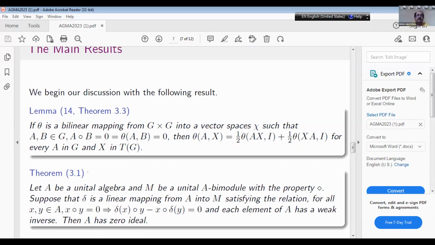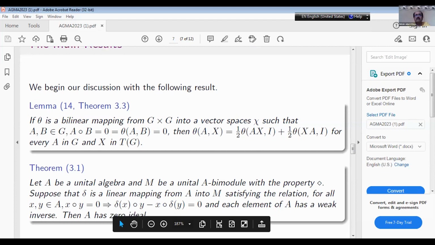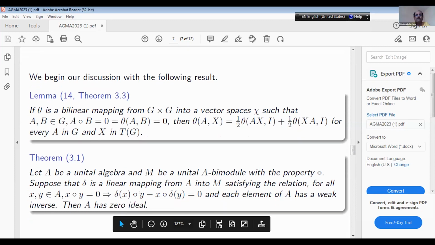First theorem: let A be a unital algebra and M be a unital A-bimodule with the property diamond mentioned previously. Suppose that sigma is a linear map from A into M satisfying the relation for all x, y in A, x circle y equals 0 implies 2 delta x circle y minus x circle y equals 0, and each element of A has a weak inverse, then A has a zero ideal.